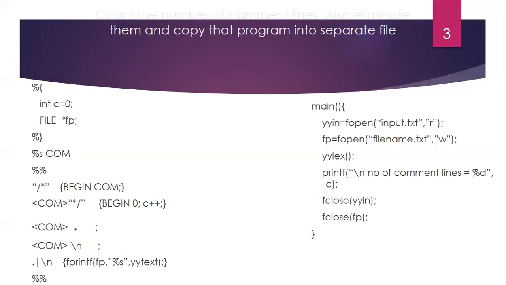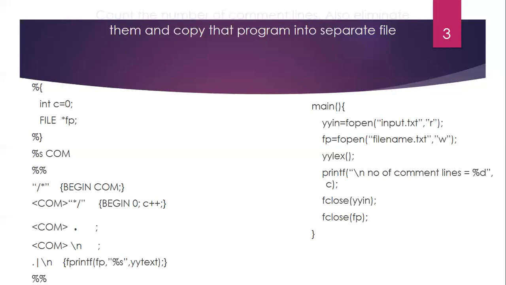Then in the comment state, if you recognize */ it means that we have reached the end of the comment state. That time you have to move to the default state 0. So for that we have to write BEGIN 0. So after recognizing the complete comment state, you have to give incrementation for the counter. So that's why here it's written C++.